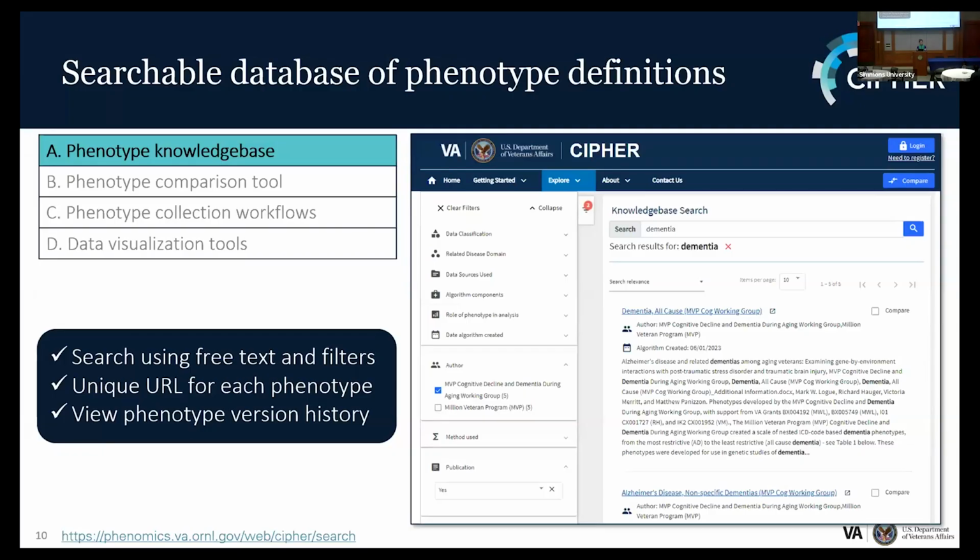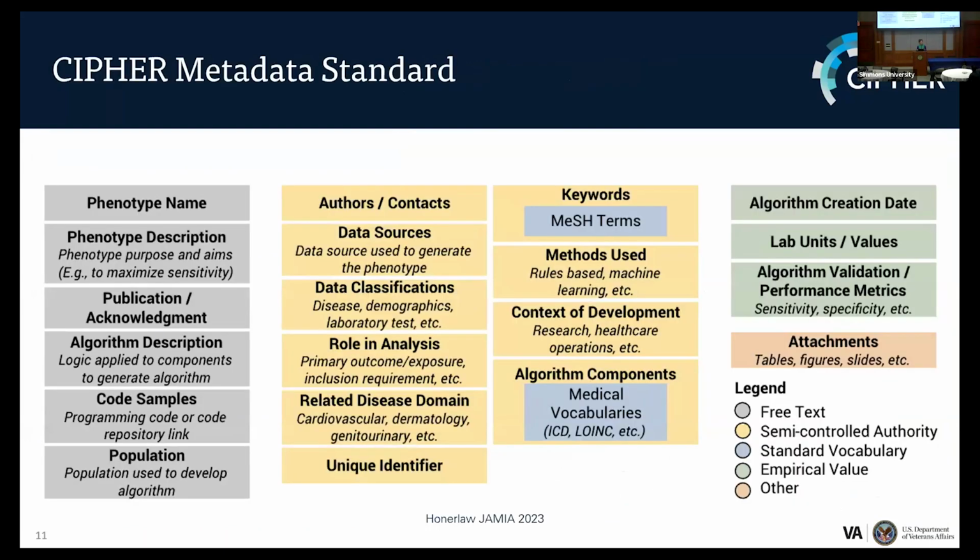So the heart of our resource is really this database of phenotype definitions. It's searchable and it means that you can find everything in one place. And we're really trying to grow this resource. Really the backbone of this library is our metadata standard. By that we mean having a standard way, using both CIPHER-developed categories that we develop with experts, standard ontologies, and other fields, to really have the same information on each phenotype definition that comes into our library.